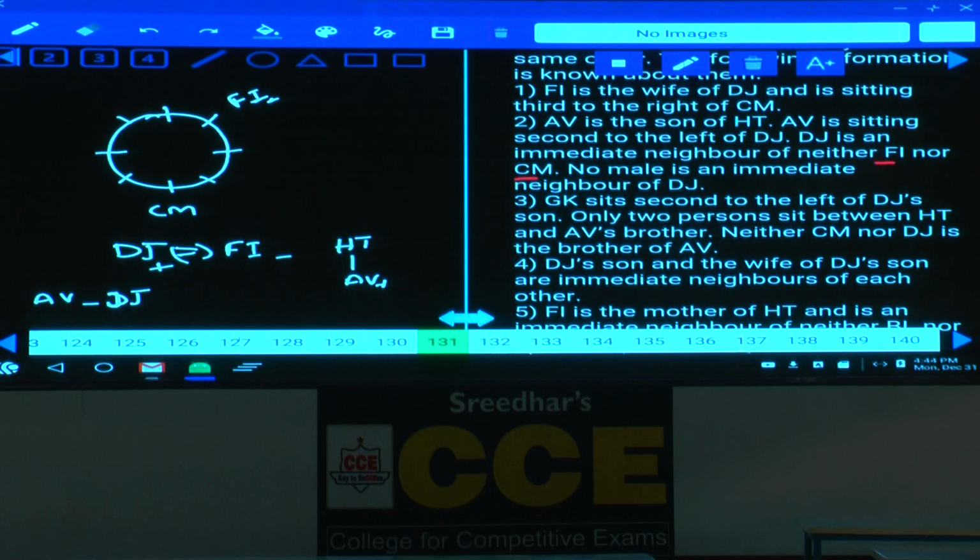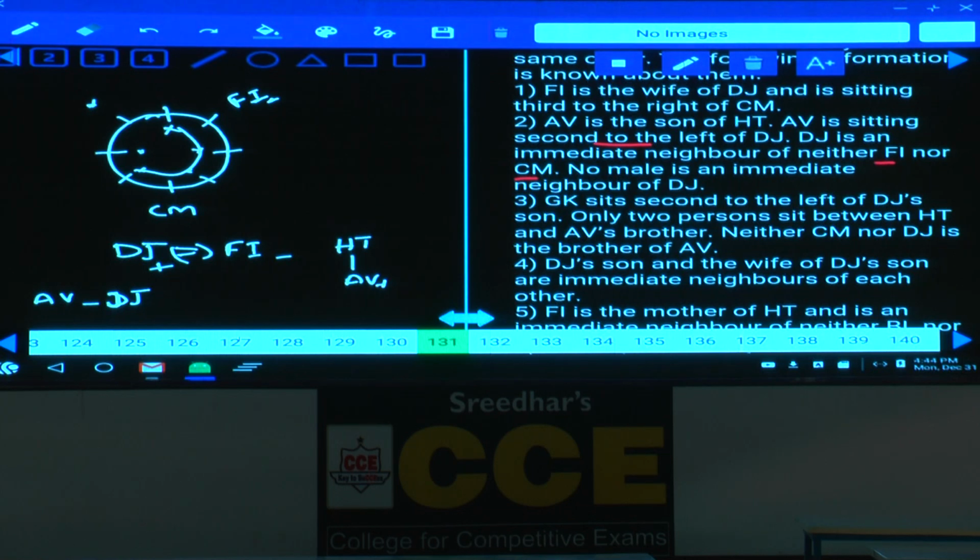Now this DJ cannot be in these two places. DJ cannot be here, and DJ cannot be in these two places as well. So how many possibilities do we have? We have 2 possibilities as of now, isn't it? AV is seated second to the left of DJ. Now this DJ is not an immediate neighbor, and DJ cannot be in these places, and DJ cannot be in this place as well.